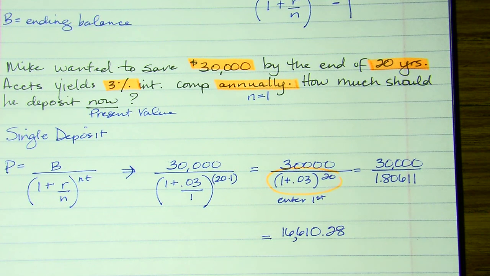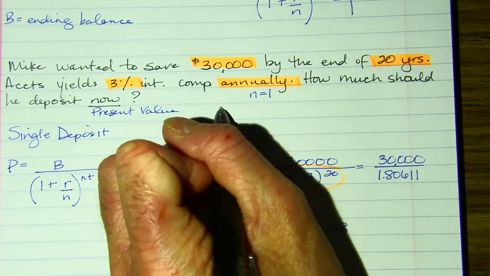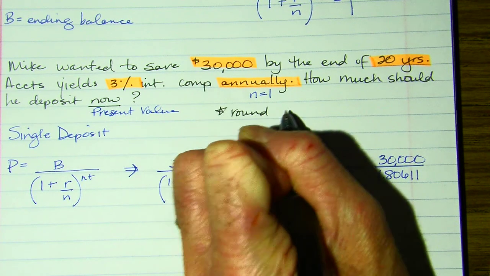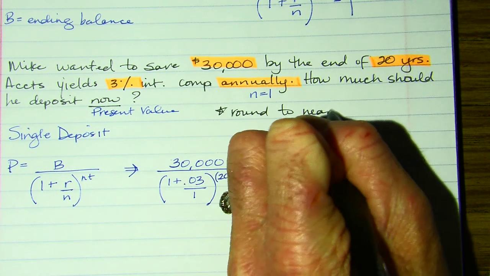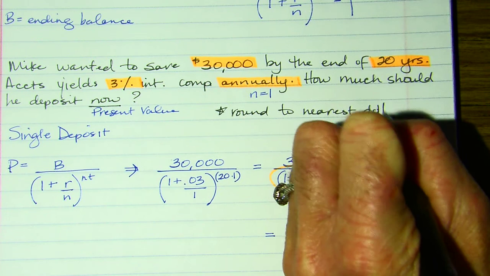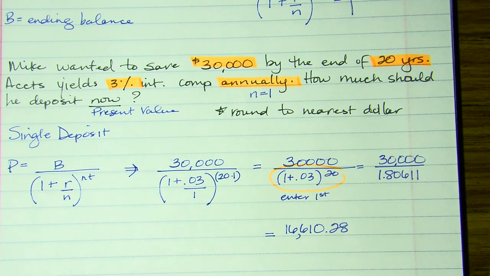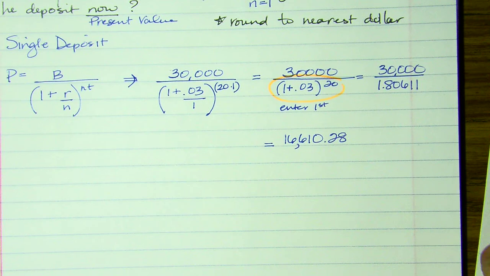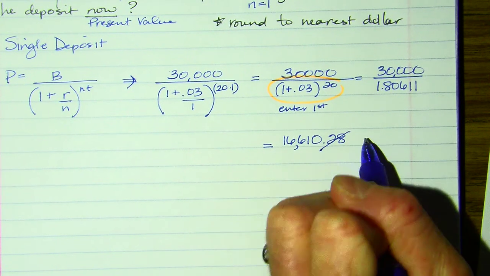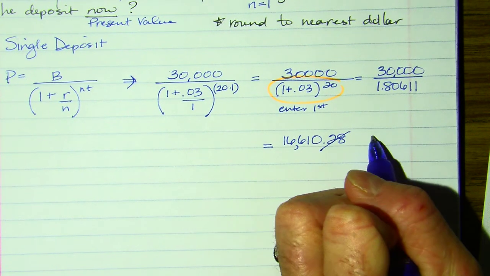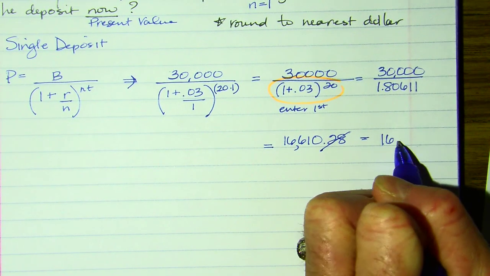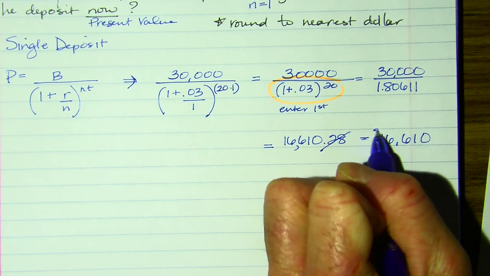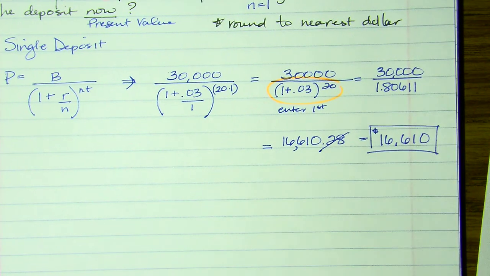$16,610.28. Now, I want you to be really careful in these problems in the computer. So let's say they want us to round to the nearest dollar. Nearest dollar means your answer shouldn't have any cents. So if I round to my nearest dollar, that means 28 cents is not going to round that up. So I should deposit $16,610. Okay.